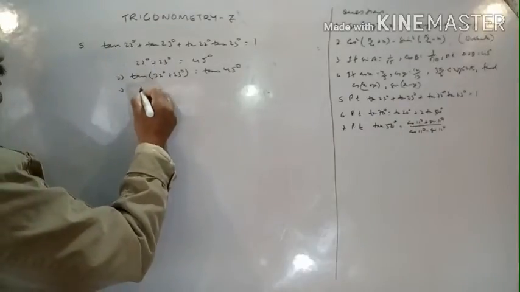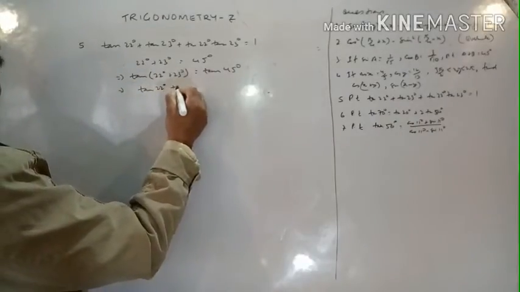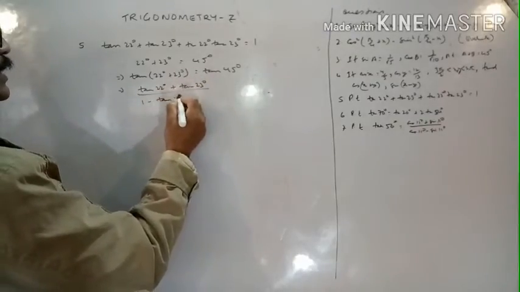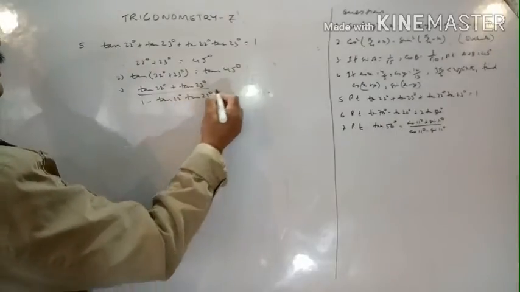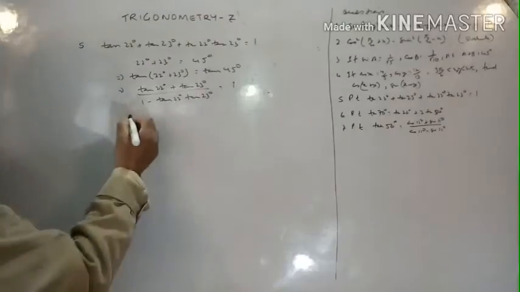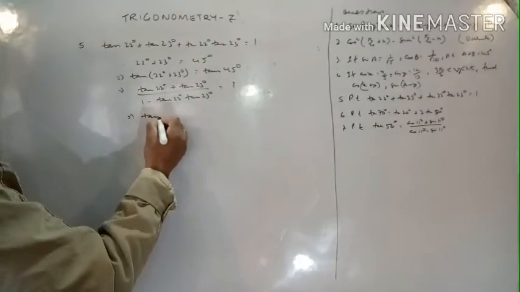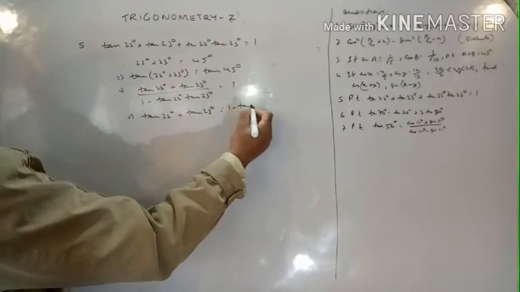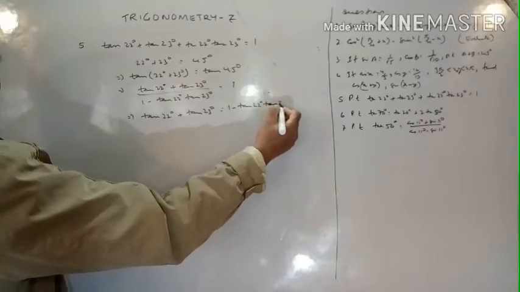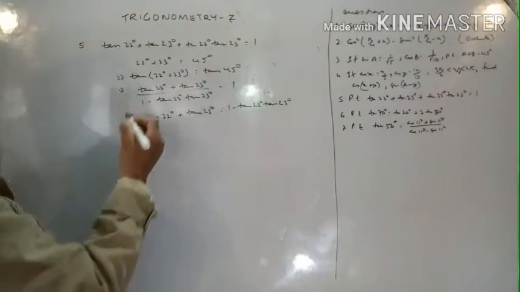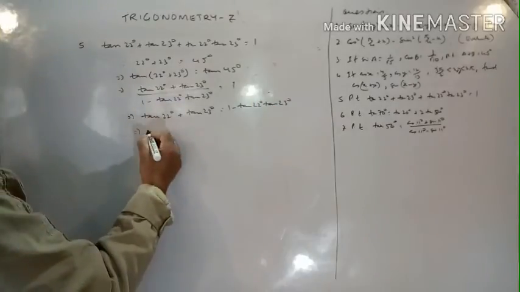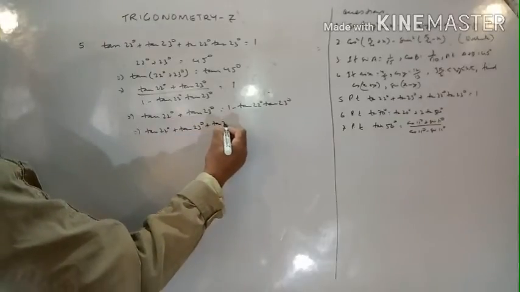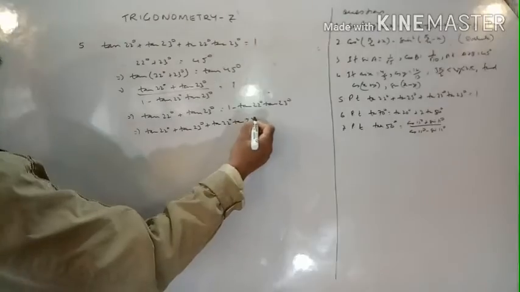So the tan A plus B formula is tan A plus tan B over 1 minus tan A tan B, equal to tan 45, which is 1. So if you cross multiply here, you get tan 20 degree plus tan 23 degree equal to 1 minus tan 20 degree tan 23 degree. Since this term is on the LHS, we transpose it, so we get tan 20 degree plus tan 23 degree plus tan 20 degree tan 23 degree equal to 1.